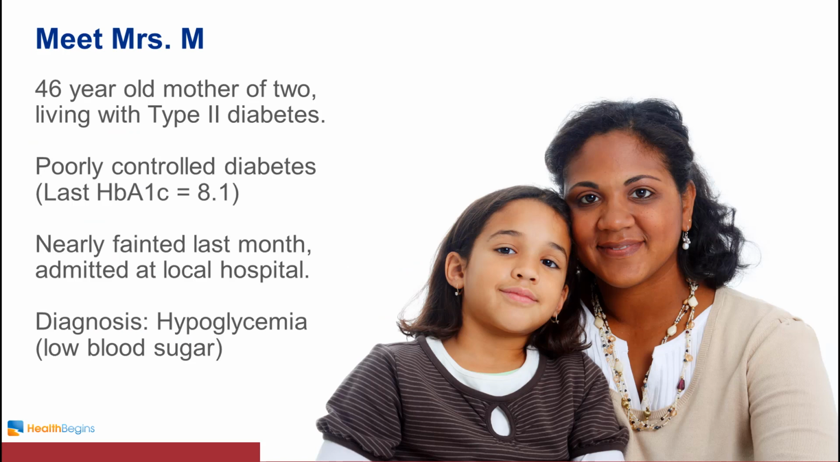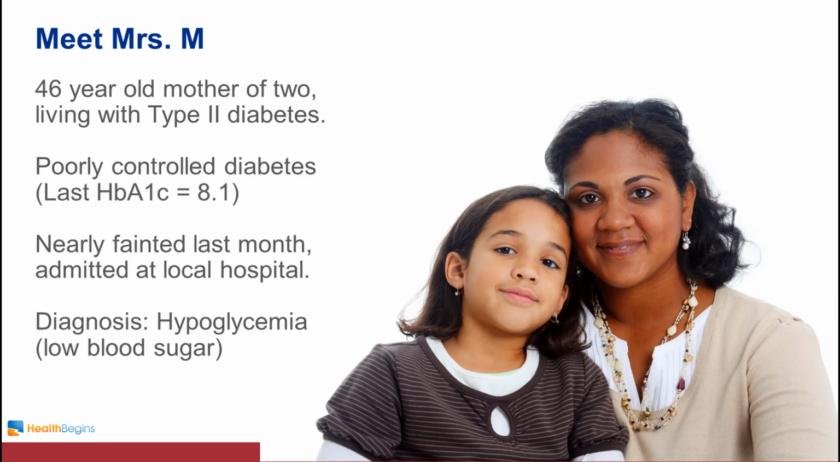Absolutely. Thanks, Sarah. Let's bring the concept of upstream quality improvement to life by meeting Mrs. M. Mrs. M is a 46-year-old mother of two. She also cares for her frail elderly mother who lives with her. She holds down a job and she has basic health insurance through that job. She also happens to have type 2 diabetes that unfortunately is poorly controlled. Her last hemoglobin A1C was 8.1.